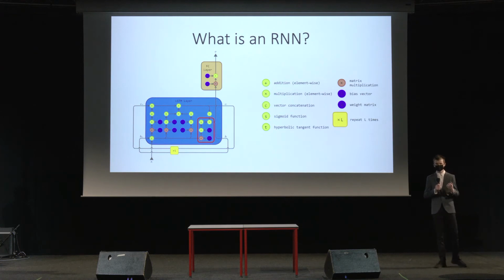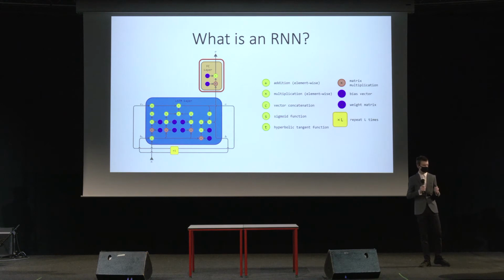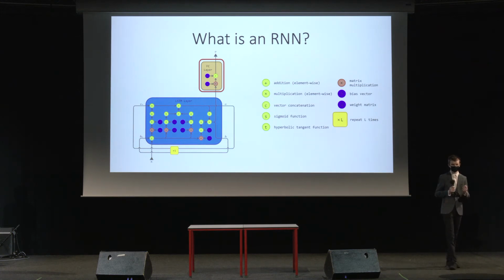The network has also a second layer called the fully connected layer. It translates the output of the LSTM layer into the desired format, which in my case transforms a vector of size 150 to a vector of size 1.